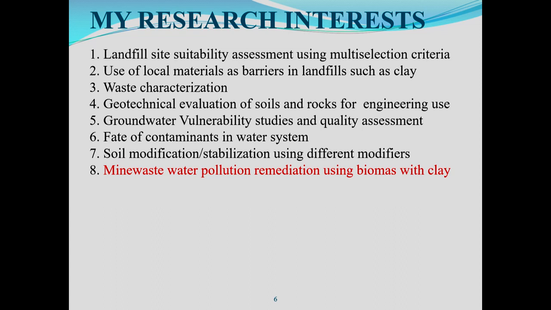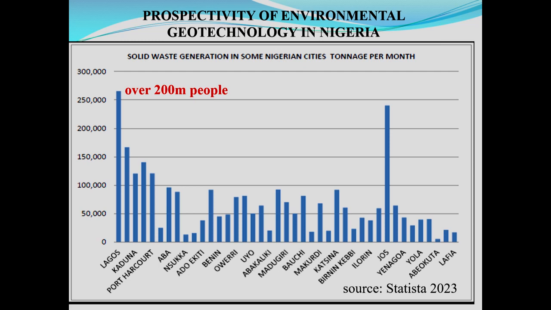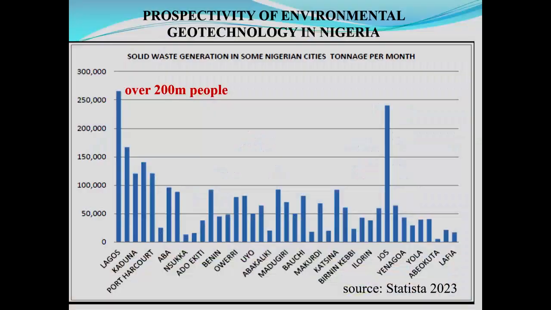Like I said, I'm just talking about environmental geotechnology in Nigeria, the prospectivity in Nigeria. So I'm going to give us two or three things that make Nigeria a prospective place for the study of environmental geotechnology. Number one, when we talk about environmental pollution, we talk about a three-legged tripod, which is population increase, which I'm displaying here. You see the different states of Nigeria up to 2002. The base is not showing very well, but it shows how the population varies by state.